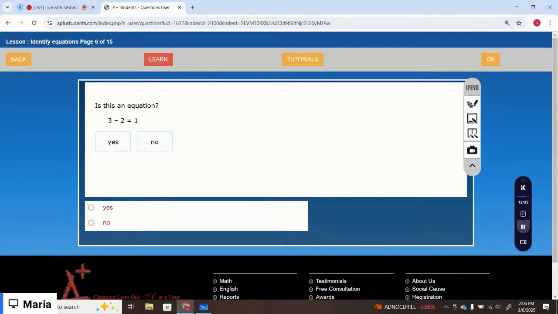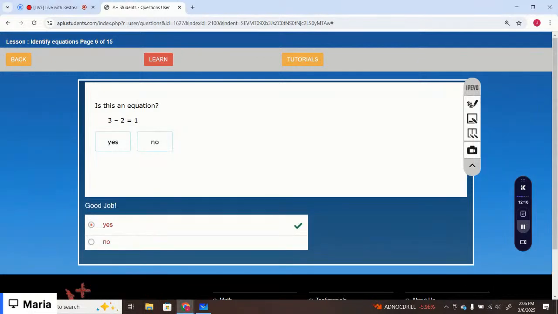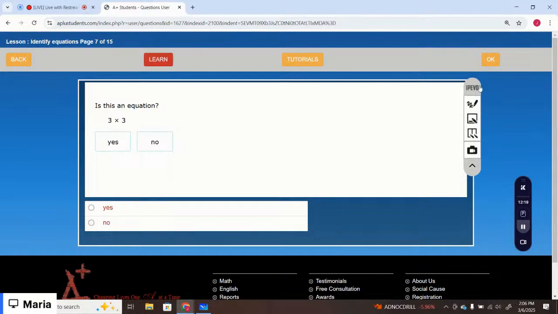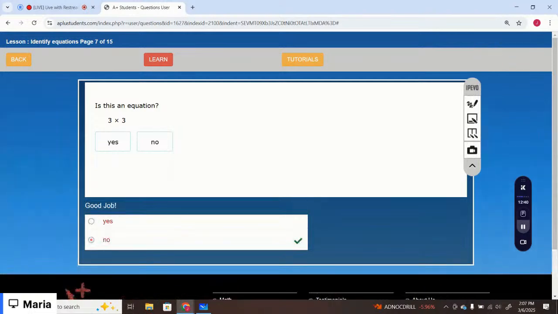Is this an equation? 3 take away 2 equal 1. Yes, that is an equation. Option number one is the correct option. Is this an equation? 3 times 3. No, that is not an equation. Option number two is the correct option.